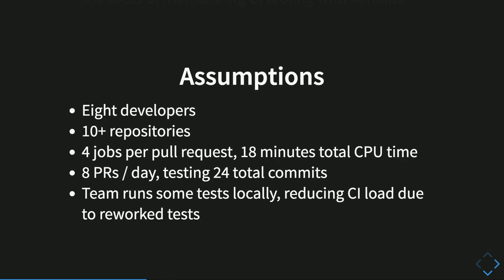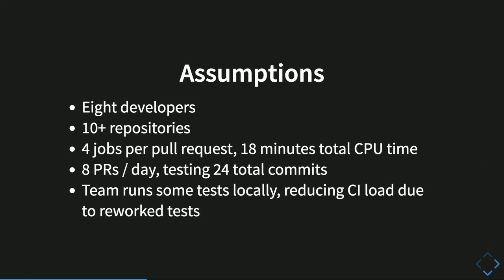Well, this team had 8 developers working full-time, 10-plus repositories. This was a project where every repository was an individual Drupal module that other internal teams could work against. 4 jobs per pull request, basically mirroring what I showed earlier. And in the real world, it was about 18 minutes of CPU time. If you were to run those jobs one after the other, in serial, it would take about 18 minutes to get through them all.